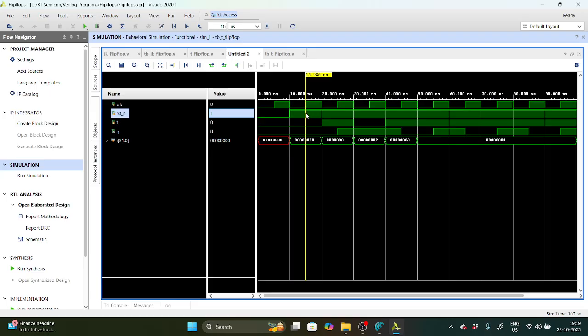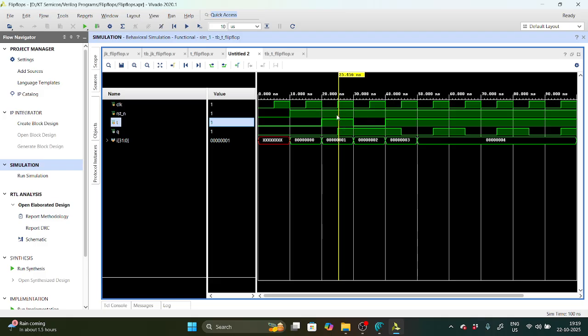Okay, so during this passage of clock it will check for T. So T equal to what? 0. So T equal to 0 means it will be the memory state. So what will be the previous state? 0 only. So it will be 0 only. Okay. During the next passage of clock, what happens? T becomes 1.